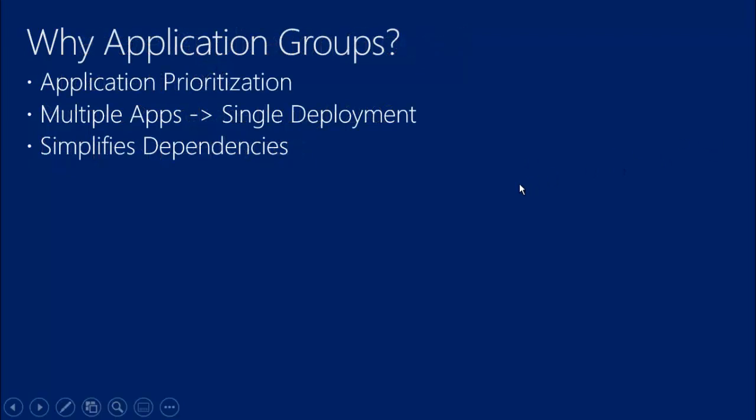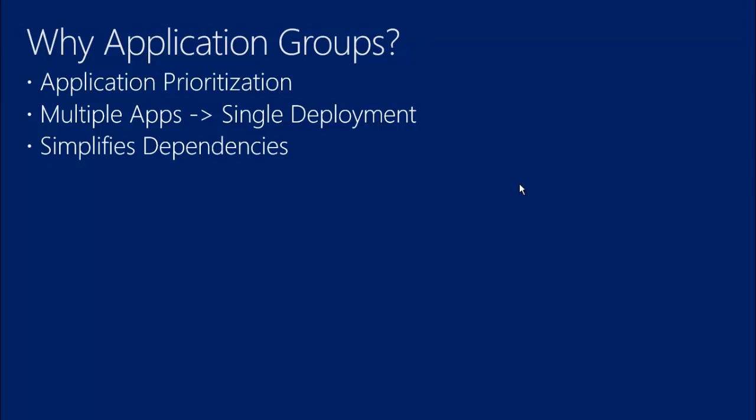Okay, so why application groups? Well, application prioritization. So this is, let me start in the middle, right? Again, multiple apps, single deployment. We just talked about that. Go to number 3. Being able to simplify dependencies. I talked about that Outlook example with some plugins and so on. There could be other examples there as well.